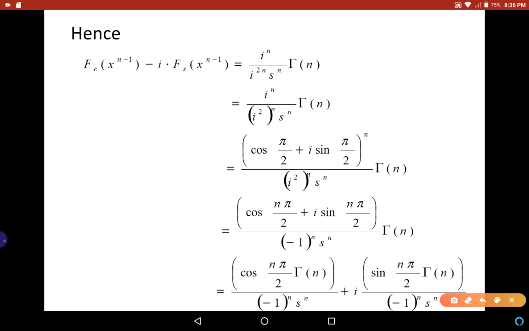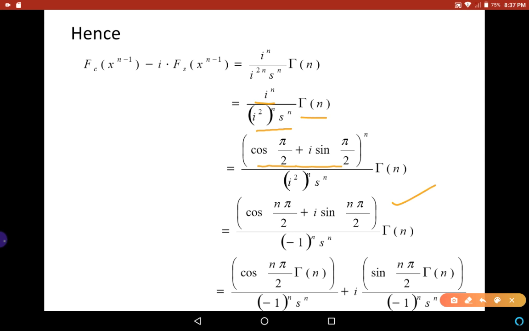Now that is i power n into i power 2n is (i square) whole power n into s power n into gamma of n, and i in the numerator can be written as (cos pi by 2 plus i sin pi by 2) whole power n by (i square) power n into s power n into gamma of n. Again applying De Moivre's theorem, (cos pi by 2 plus i sin pi by 2) whole power n becomes cos n pi by 2 plus i sin n pi by 2, by i square is minus 1, so (minus 1) whole power n into s power n into gamma of n.